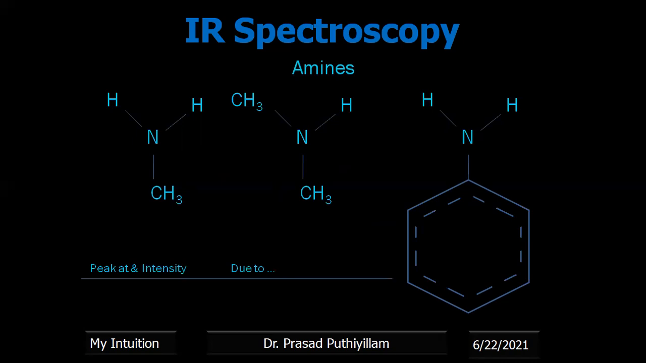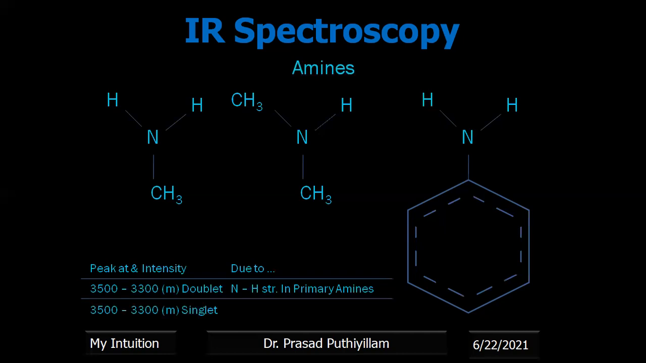So for the peak and intensity and the reason, 3500 to 3300 medium doublet peaks are obtained, two peaks in that range, that is due to NH stretching in primary amines. If a singlet peak is obtained in that range, that is due to secondary amines. The remaining CH vibrational frequency, CH deformation frequency, and aromatic-related absorption peaks, CH bending peaks, are common to us. So only how we can distinguish primary amine and secondary amine, that I am giving here.